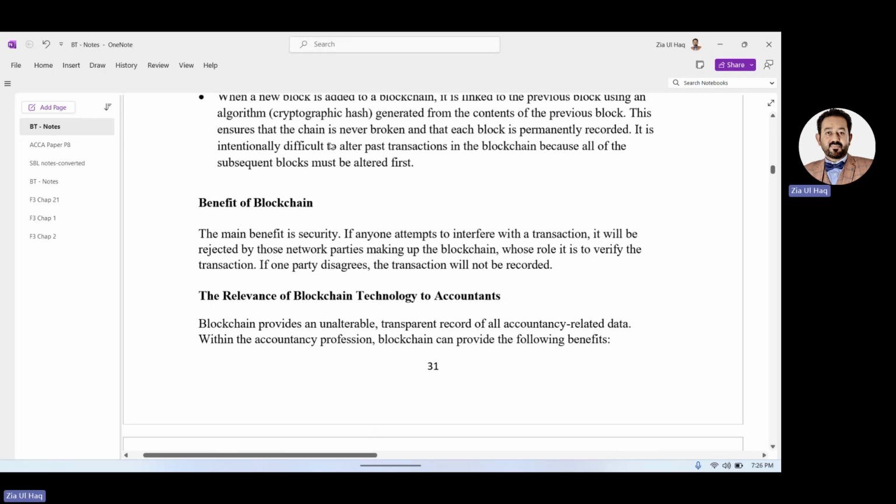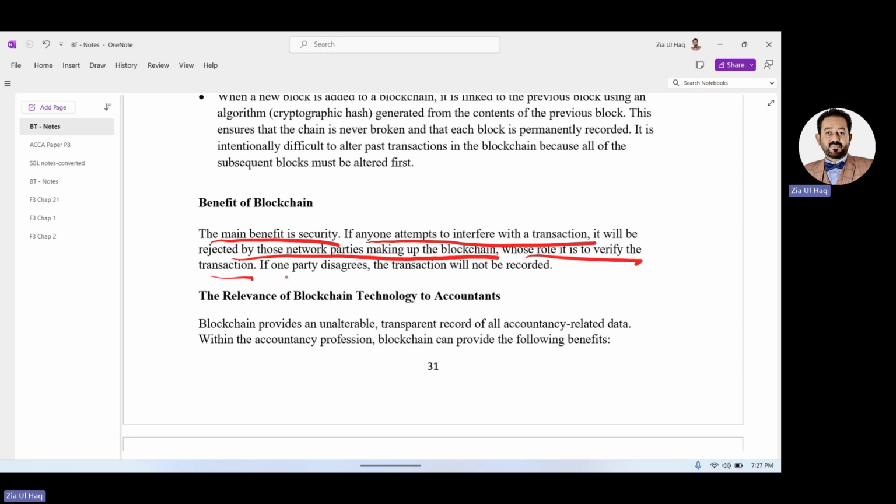What are the benefits of blockchain technology? The main benefit is security. If a hacker hacks one system, he cannot have access to other systems' files. He cannot change files in other systems. If anyone attempts to interfere with a transaction, it will be rejected by the network parties taking part in the blockchain, whose role is to verify the transaction. If one party disagrees, the transaction will not be recorded.